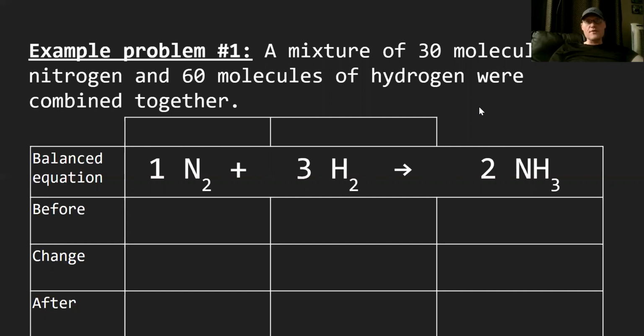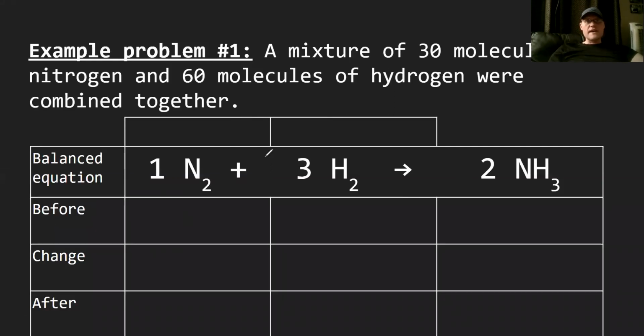A mixture of 30 molecules of nitrogen and 60 molecules of hydrogen were combined together. And you'll notice that we already have a balanced equation of 1N2 plus 3H2 goes to 2NH3, which is ammonia. And you'll notice that we've got the before, change, and after table all set up. But I also want you to notice that we've got these two sections right here at the top that we didn't talk about last week, but I am going to talk about pretty substantially this week. That way it gives you an idea of how to use those things as a tool.